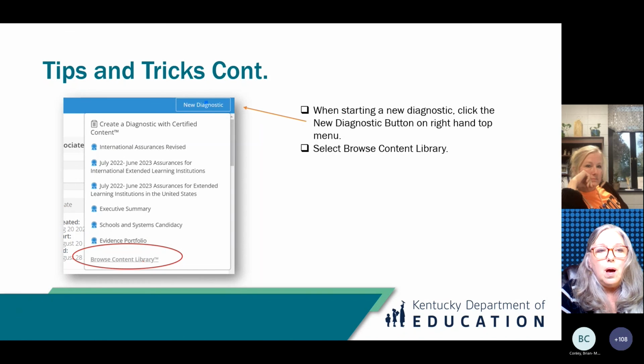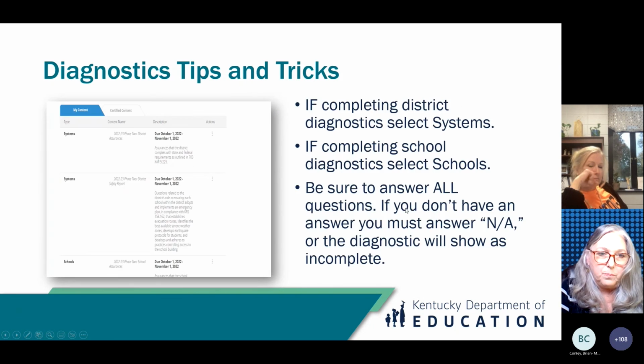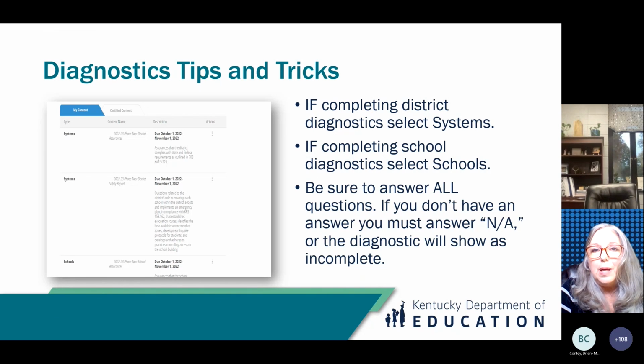It is on the top right of the menu after you have signed in and gone to your institution. So go ahead and select, at the bottom, Browse Content Library. We have circled that in red. You will click Browse Content Library. And this is super, super important. If you are completing the district diagnostics, select Systems. If you are completing school diagnostics, select Schools, and be sure to answer all of the questions. If you don't have an answer, you must answer with an NA in the answer space provided, or that diagnostic will come back as incomplete. So two things: make sure you're on the correct Schools or Systems, and that you've answered every single question.